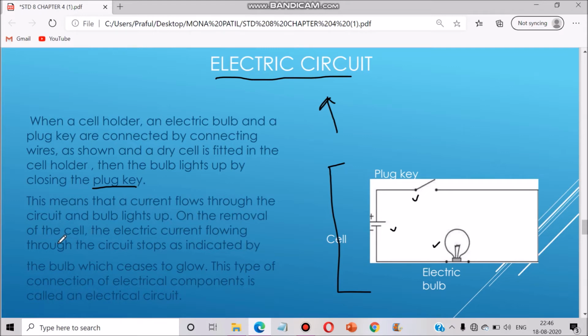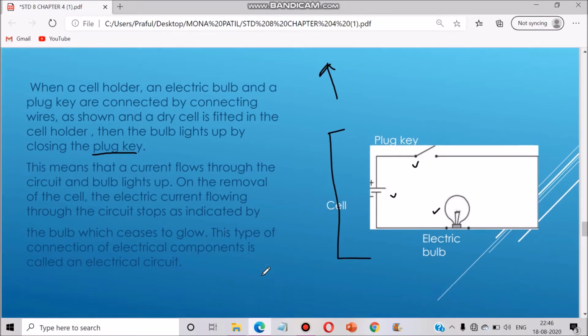On the removal of the cell, the electric current flowing through the circuit stops, as indicated by the bulb which ceases to glow. The light becomes low. This type of connection of electrical components is called an electrical circuit. So what is meant by electrical circuit? In simple way you can say the components which are connected together are called an electrical circuit.